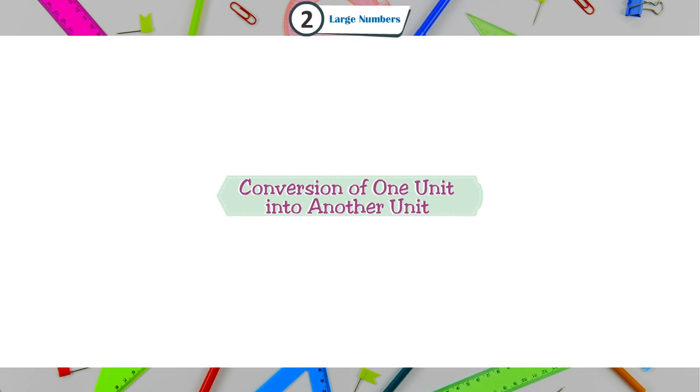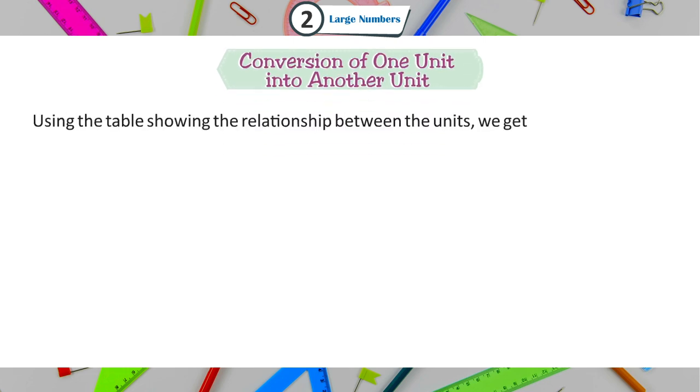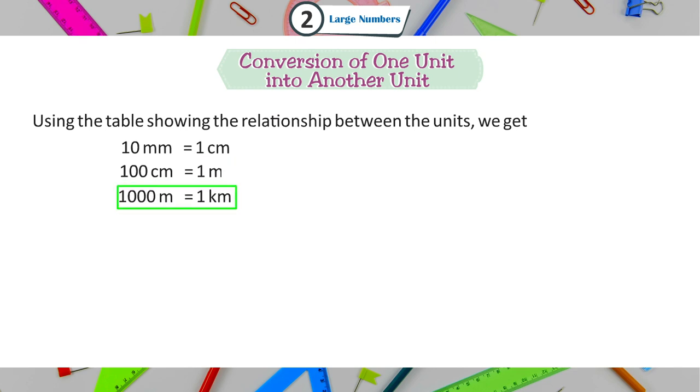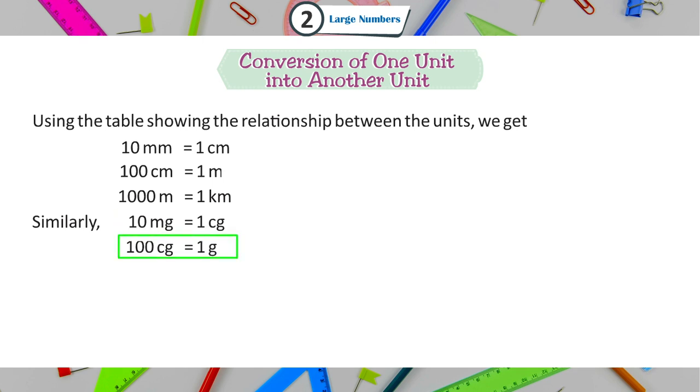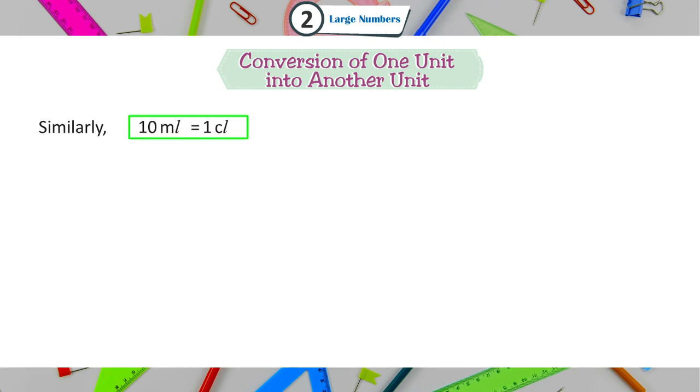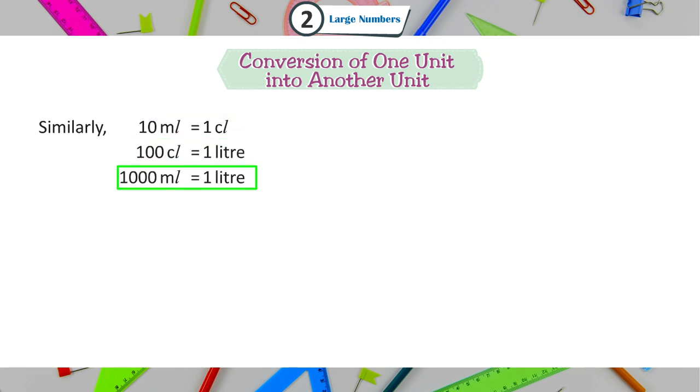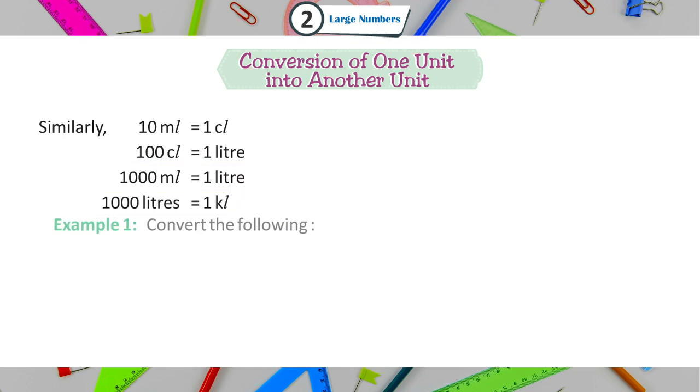Conversion of one unit into another unit. Using the table showing the relationship between the units, we get 10 mm is equal to 1 cm, 100 cm is equal to 1 m, 1000 m is equal to 1 km. Similarly, 10 mg is equal to 1 cg, 100 cg is equal to 1 g, 1000 g is equal to 1 kg. Similarly, 10 ml is equal to 1 cl, 100 cl is equal to 1 liter, 1000 ml is equal to 1 liter, 1000 liters is equal to 1 kl.